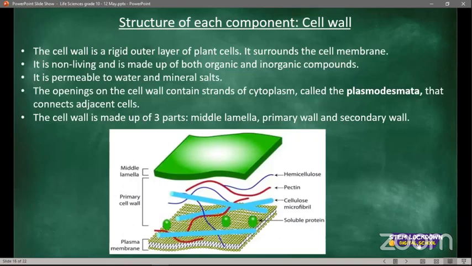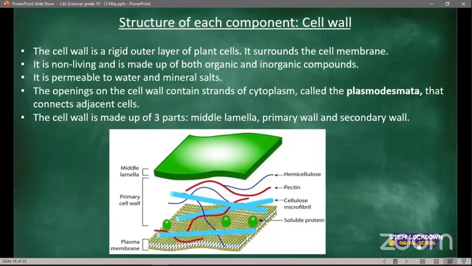Now the structure of each component. We're going to talk about the structure of each of these components or each of these organelles. We're going to start off with the plant cell wall, because the animal does not have a cell wall. So the cell wall is a rigid outer layer in plant cells. It surrounds the cell membrane. It is non-living and is made up of both organic and inorganic compounds. It is permeable to water and mineral salts. We said that the word permeable means that it allows certain substances to pass through it.